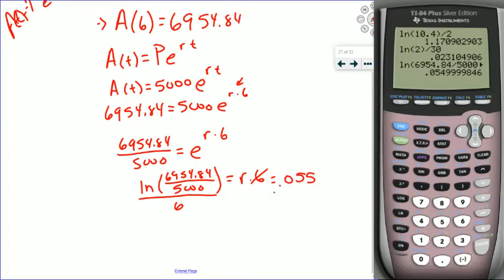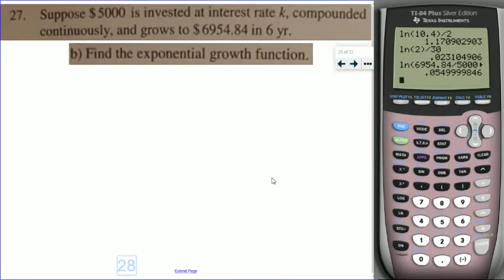r is 0.055. Okay, so we're going to use this for the rest of our equation, but if we wanted to have that as a percent, it's 5.5%. Okay, but we're going to use that number 0.055 for the remainder of the problems for number, what is it, 27. Yes, we did it.